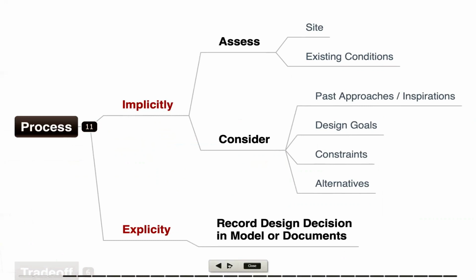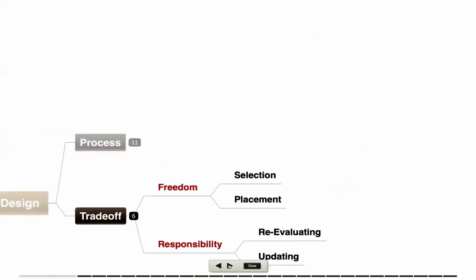And what is explicitly expressed and recorded is our design decisions. When we're ultimately deciding on a decision, we put that in the model or in the documents to express our design. Okay, so that process leaves a whole lot happening implicitly in our mind and doesn't leave very much explicitly in the model for us to follow up on.